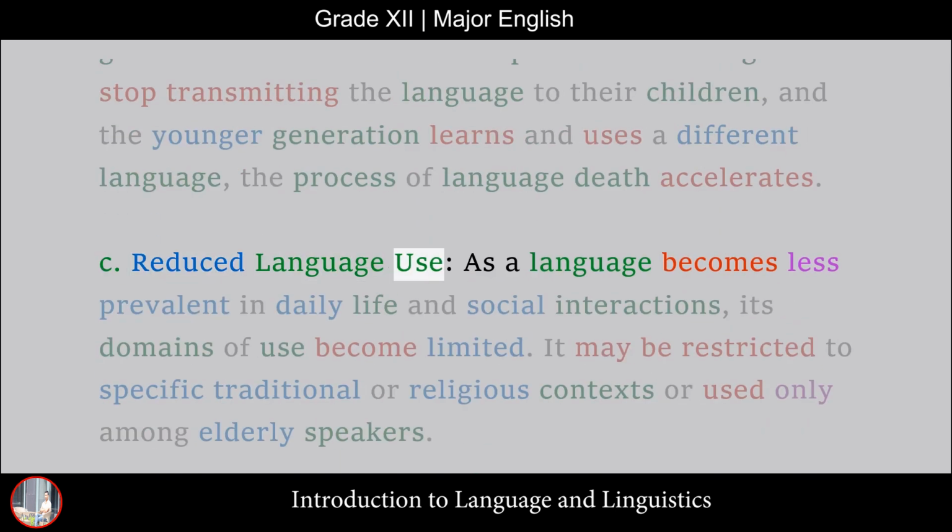C. Reduced language use. As a language becomes less prevalent in daily life and social interactions, its domains of use become limited. It may be restricted to specific traditional or religious contexts or used only among elderly speakers.